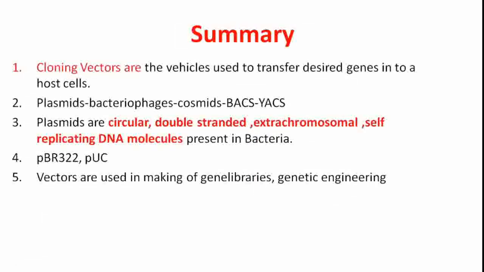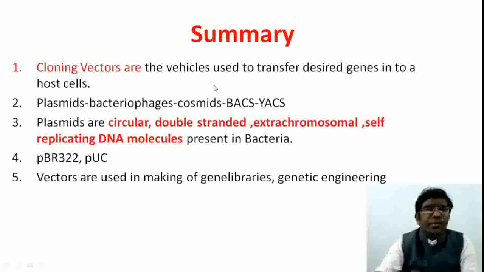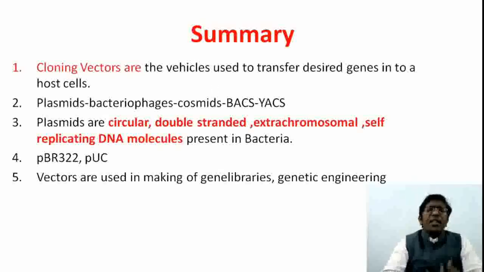And let's conclude this lesson. In this class, we learned what cloning vectors are. Cloning vectors are the vehicles that are used to transfer the desired genes into the host cell. There are different types of cloning vectors: plasmids, bacteriophages, cosmids, and artificial chromosomes like BACs and YACs, bacterial artificial chromosome and yeast artificial chromosome. And we studied plasmids.